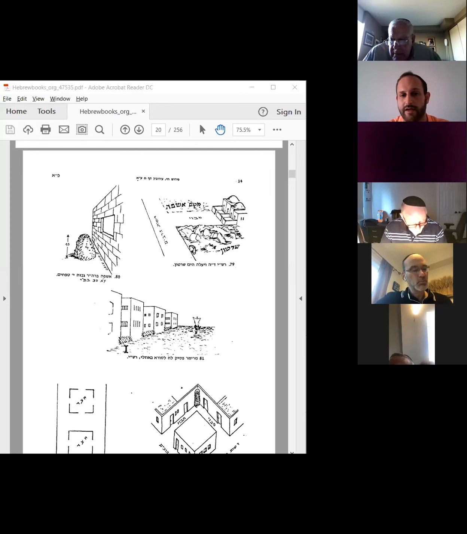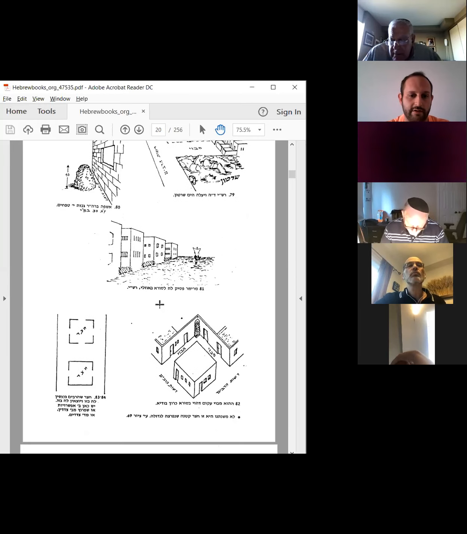So what was the case where they had a mavoi akum, as you see in diagram number 82? And what did they do? They rolled up some fabric, the buja, in the corner. So the question is, well, why are they doing that? Why are they doing that? Amar Rav, halo karav halo Shmuel. So Rav says it is neither like Rav nor like Shmuel.